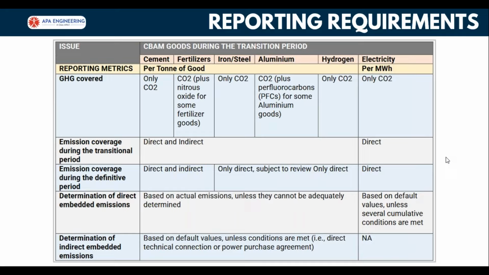And we have also given the emission coverage during the transitional period. So electricity will always be direct, and the rest will be direct and indirect. And then the emission coverage during the definitive period, which is not of huge criteria right now, because we are more concerned about the transitional phase. And then how you determine your direct embedded emissions, and how you determine the indirect embedded emissions.